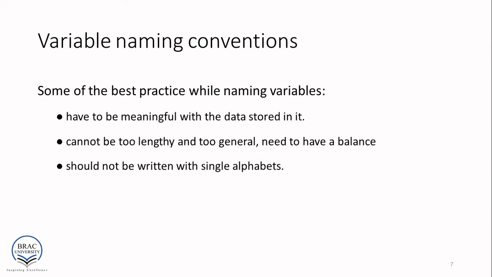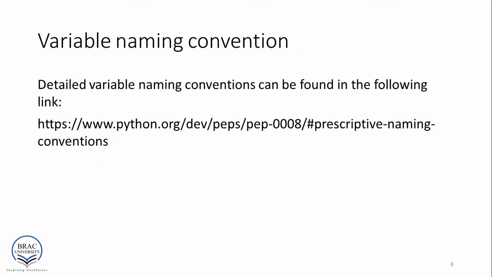Some of the other best practices while naming our variables are: the variables have to be meaningful with data stored in it. The variables cannot have too lengthy or too general name. It needs to be in balance. And lastly, the variables should not be written with a single alphabet. So these were the naming conventions that we have covered in this video.